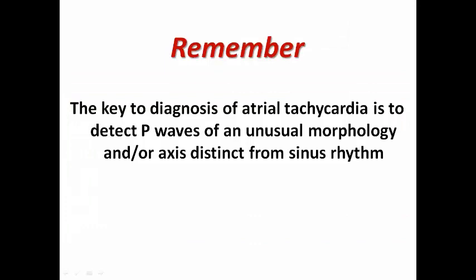Remember, of course, that the key to diagnosis of atrial tachycardia is to detect P waves of an unusual morphology and/or axis distinct from sinus rhythm. So whenever you see that the axis and the morphology of the P wave in the rhythm is slightly different from the familiar P wave morphology in sinus rhythm, at that time you should suspect atrial tachycardia.